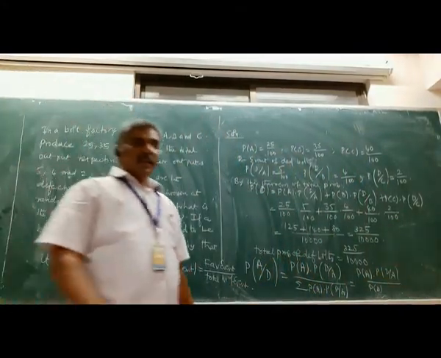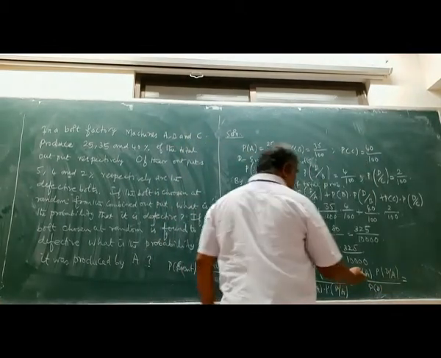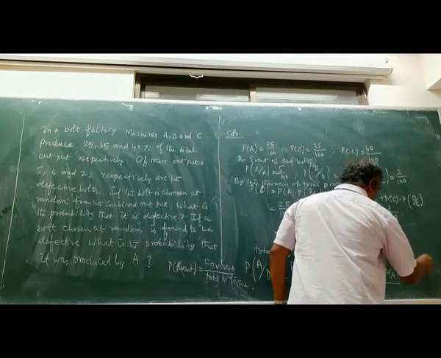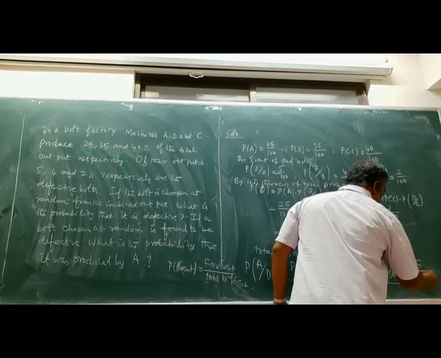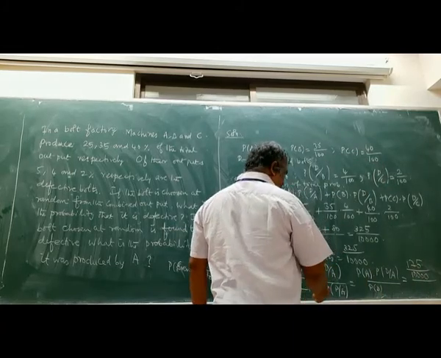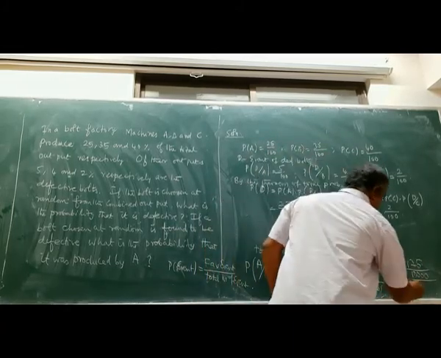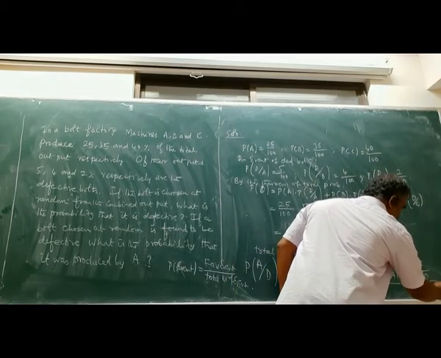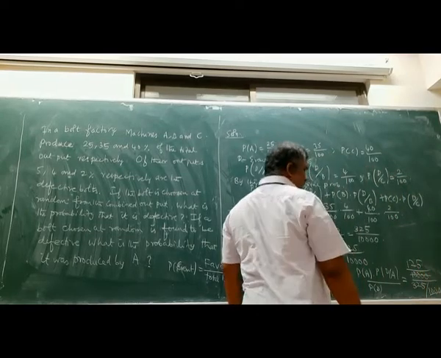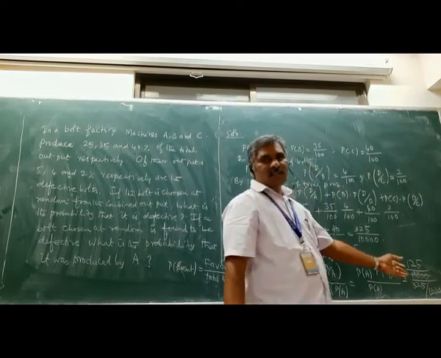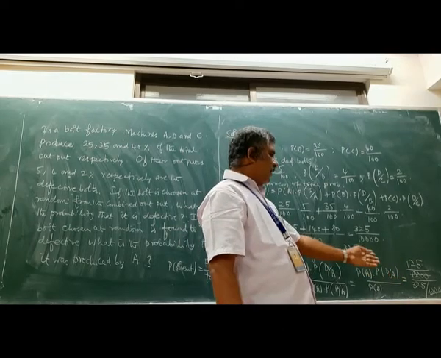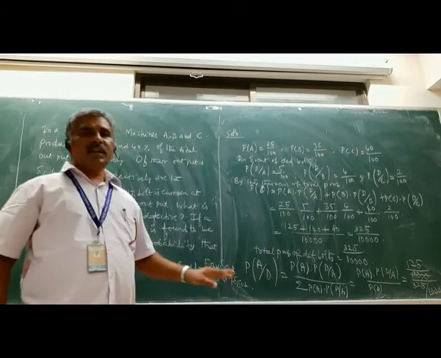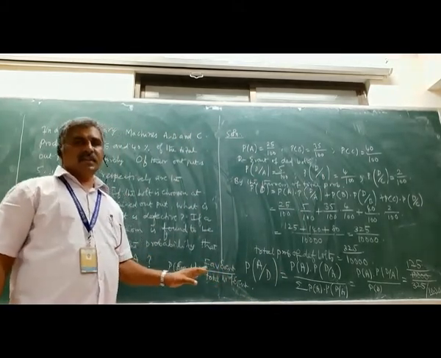So what is the answer here? That is equal to, what is probability of A into probability of D by A? That is 125 by 10,000, whole divided by probability of D, which is 325 by 10,000. The 10,000 will cancel, then 125 by 325 is the answer for this. Otherwise, simply one shortcut is there to write this Bayes theorem.